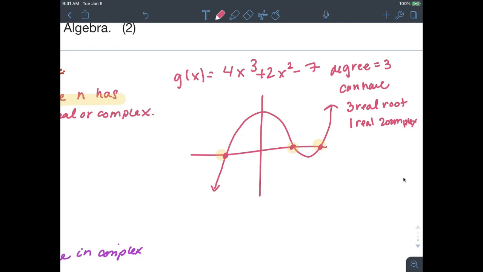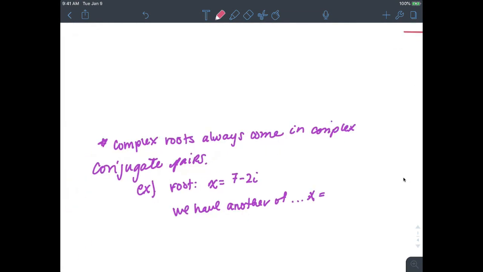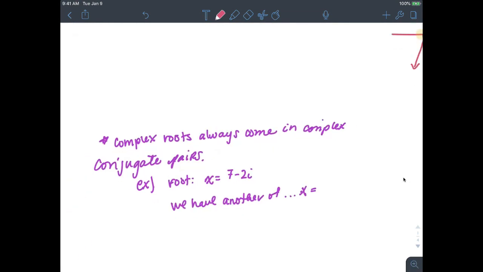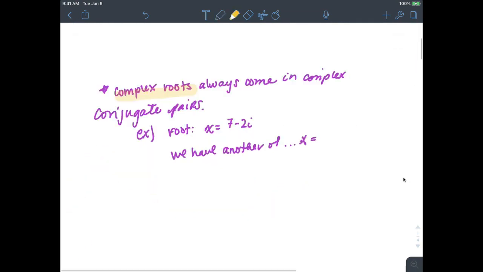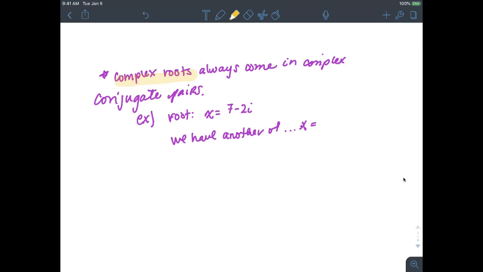Okay. Something to note is that if you have complex roots, you always have 2. They always come in pairs. So for example, if we have x equals 7 minus 2i as a complex root, then we automatically have another one of x equals 7 plus 2i. It's a complex conjugate.